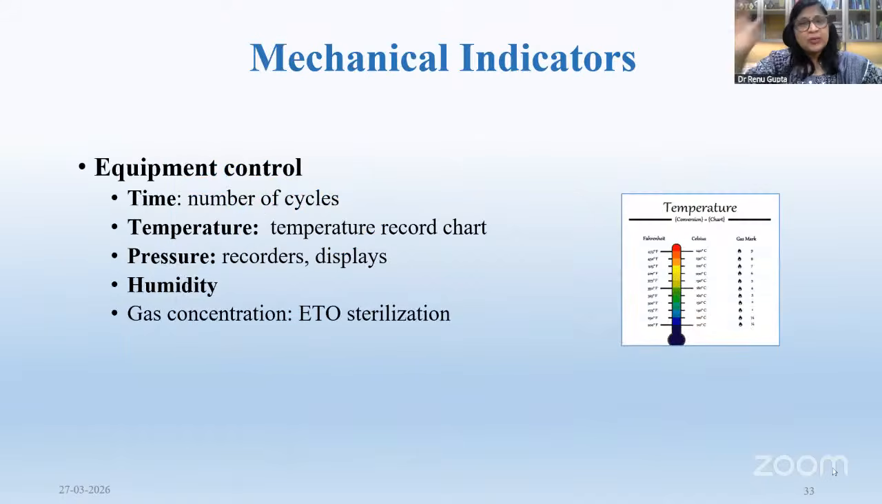So what do you mean by the mechanical indicators? These are physical indicators. They basically tell you, yes, your machine is working. Your autoclave is achieving a particular temperature. The pressure is correct. The time of contact is proper. If it is your ETO sterilizer, gas concentration is proper. So they are just telling you about your equipment. Yes, your instrument is working fine. Your sterilizer is okay.